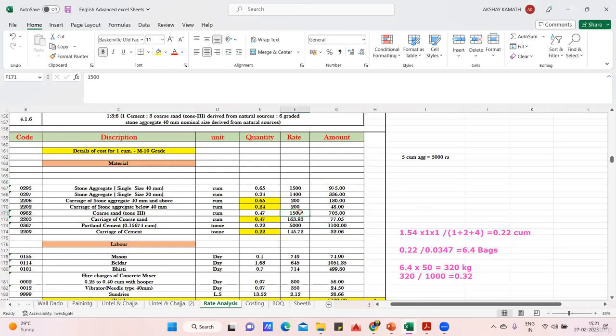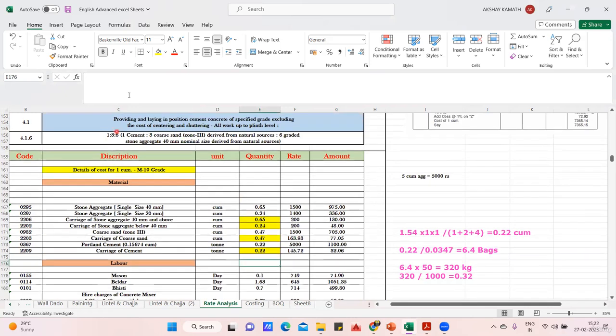So you took 1,500. And where did you get this 0.47 from? It's very simple. The ratio is given, 1 is to 3 is to 6. Can you find the sand quantity in that? Very simple. How will you do it? 1.54 multiplied by the ratio, sand is 3, and then you divide by the total ratio, that is 1 plus 3 plus 6. Tell me how much answer you're getting. So 1.54 multiplied by 3 and divided by 10. I'm getting 0.462 cubic meter.